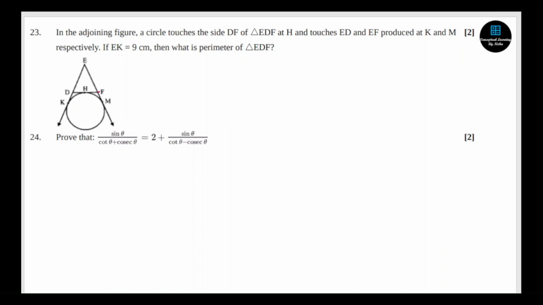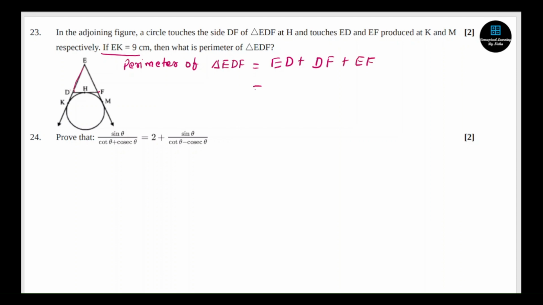This is the 23rd question, which is based on tangents. Now we have to find the perimeter of triangle EDF. This is the triangle EDF. Alright. So what I'll do, I'll first write the things which are given. Okay. So perimeter of triangle EDF equals ED plus DF plus EF.